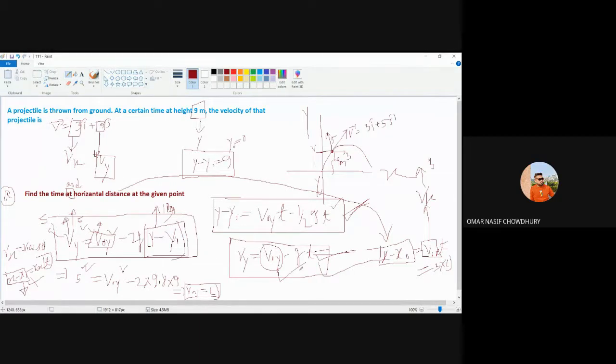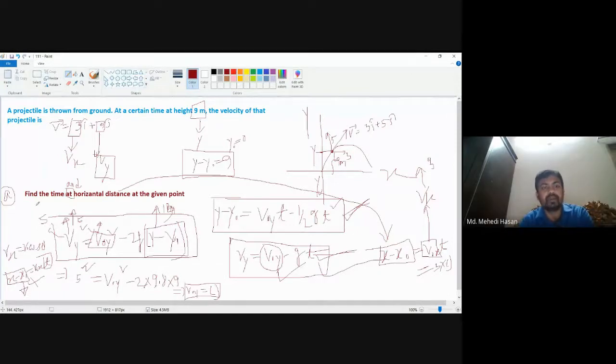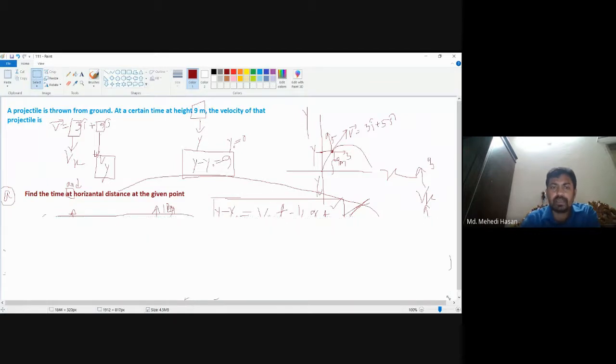জি স্যার। Okay, so this is the way to calculate the time and horizontal distance. Now let's talk about the second question.